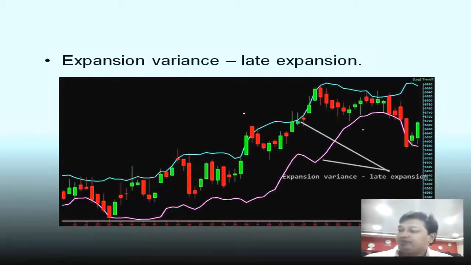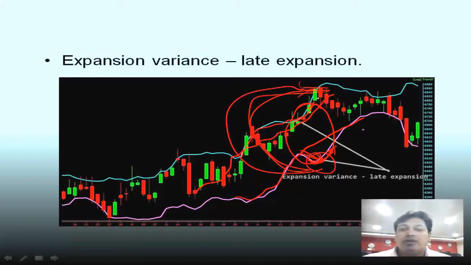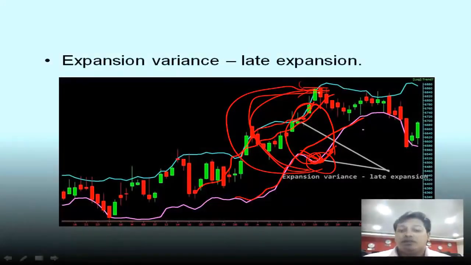Expansion variance: as the price is moving up, you notice that the band is also moving up, but somewhere along the line the lower band, instead of moving up, starts moving down, which means there is a disconnect between the upper band, which is going up, and the lower band, which is going down. This is where the volatility has come into the price. So this point is going to define your exit here.